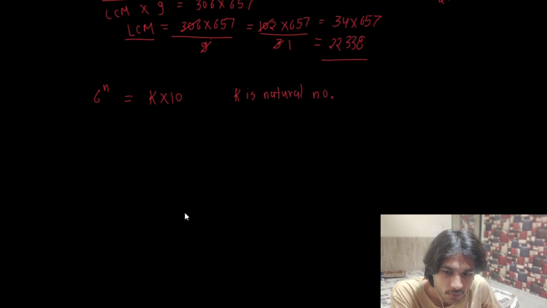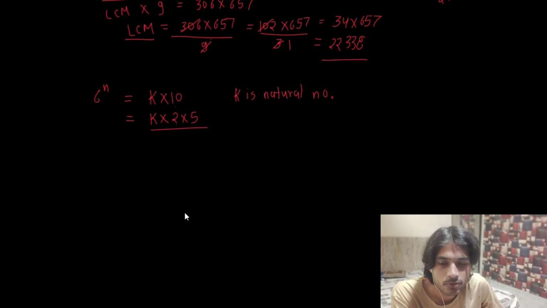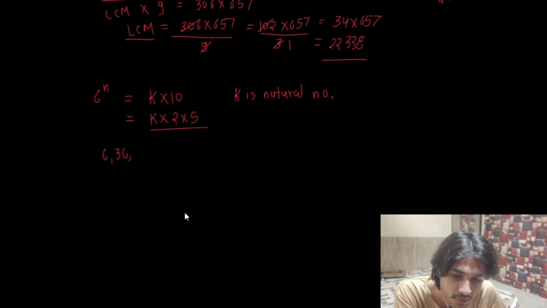Now if 6^n can be written as k multiplied by 10, and 10 can be written as 2 multiplied by 5, because this side can be divided by 2 and 5, this side must also be divisible by 2 and 5. So let's see: for n equals 1, this will be 6; for n equals 2, it will be 36; for n equals 3, it will be 36 multiplied by 6, which is 216. In the same way it will go on.